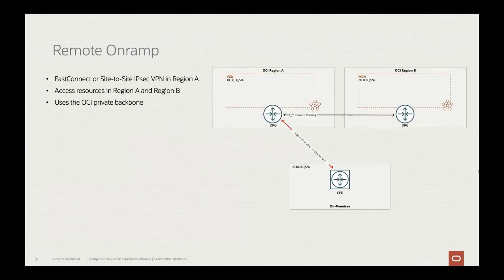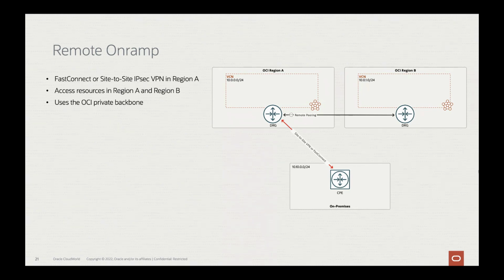So we've talked about single region. What if you have multiple regions that you're consuming within OCI? We'll first talk about a remote on-ramp scenario. In this case, you're consuming 2 OCI regions, Region A and Region B, but you maybe only are able to form a connection into a single region.